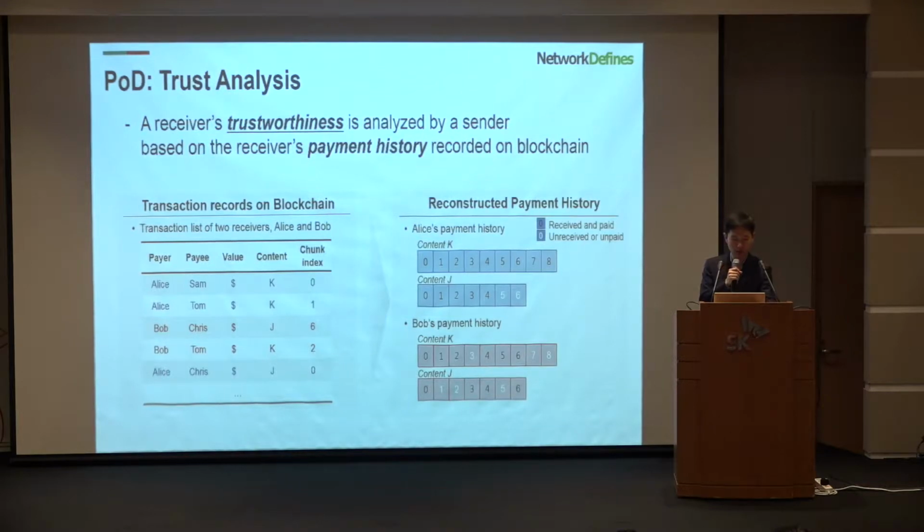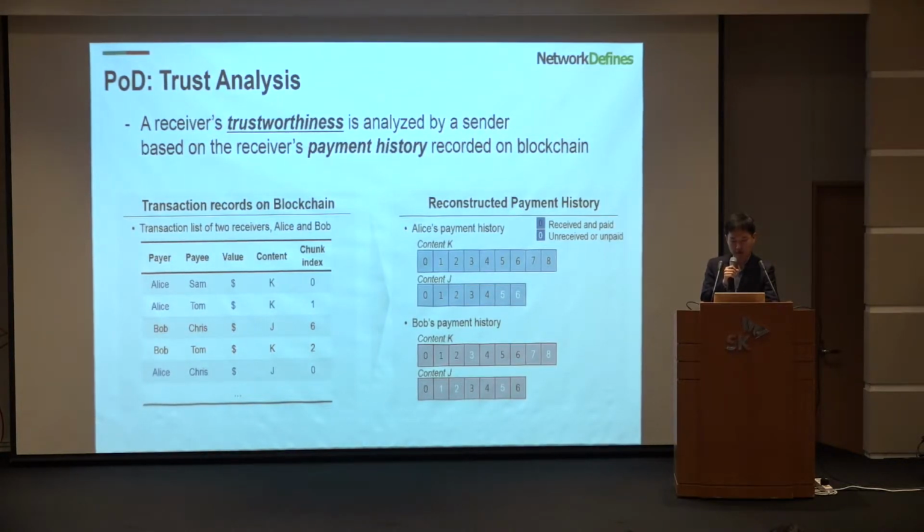Let me go through them one by one. The first one is trust analysis. A receiver's trustworthiness is analyzed by a sender based on the receiver's payment history recorded on the blockchain. Based on the blockchain, each sender can reconstruct the payment history of the receiver prior to their transmission. Each sender can have different strategies based on their preference or taste.